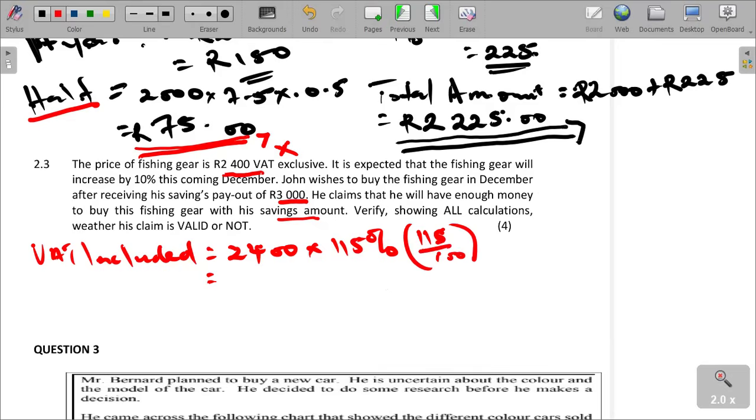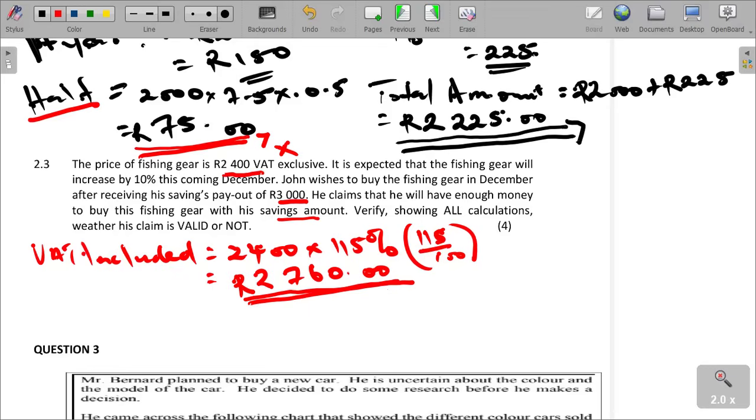So what we are saying is that it gives you 2,760. It gives you 2,760. This is the total price including VAT, that is the price that we can have. Price with VAT, value added tax, is going to give us 2,760.